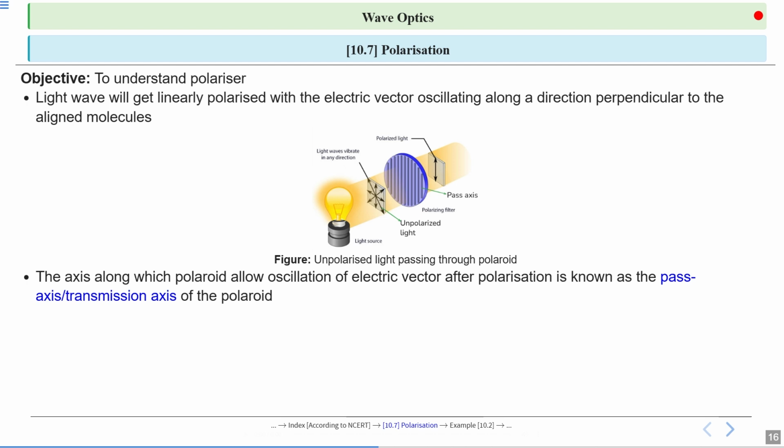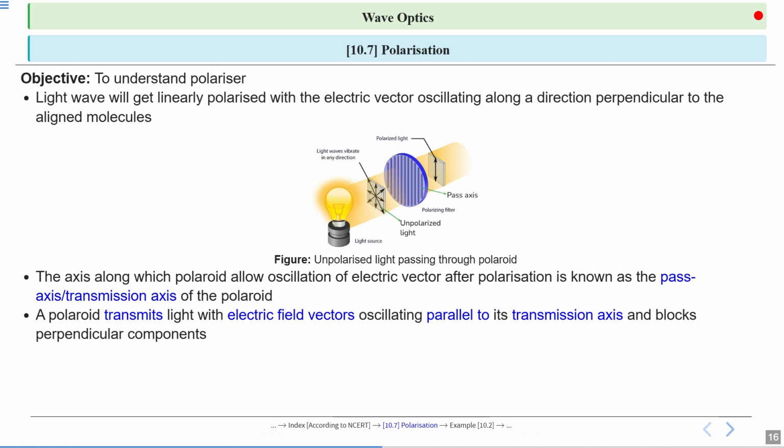Now let's focus on the axis of the Polaroid. The axis along which the Polaroid allows the oscillation of the electric field vector is known as the pass axis or transmission axis. If the Polaroid is allowing the oscillation of the electric field vector in the y direction, then the y axis is the transmission axis of this Polaroid. This axis is crucial because it determines the direction in which the light is polarized.